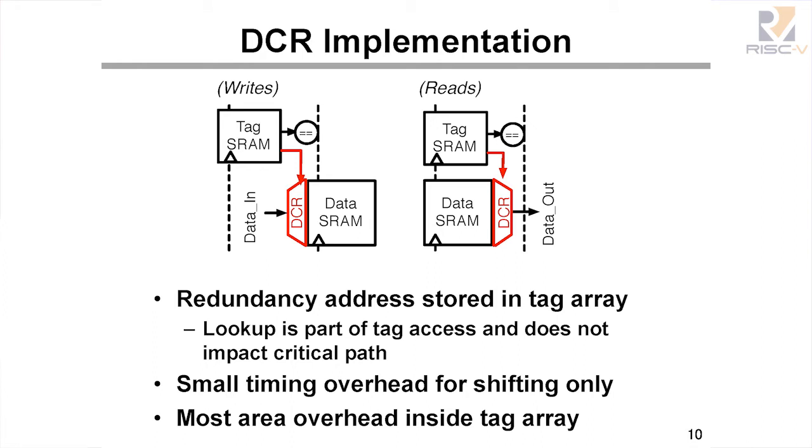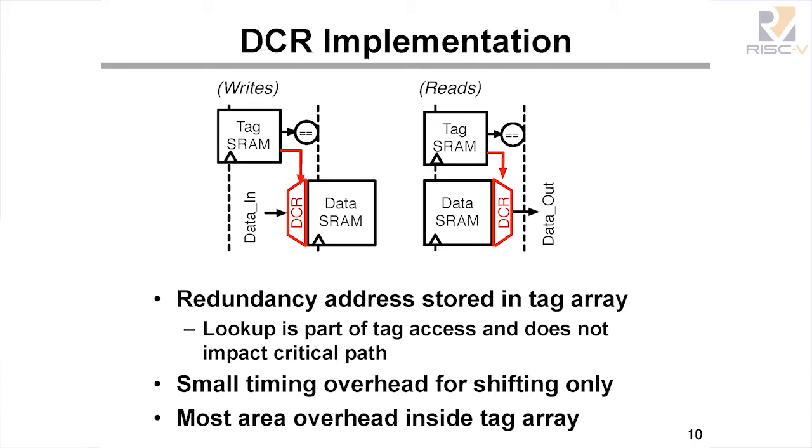The overhead to do this is actually fairly simple. On the writes, you need to encode the data before you write the data into the array. And then on reads, you need to decode the data to shift out the broken bit. The redundancy address is stored inside the tag arrays, and so it's actually accessed in parallel with the data and doesn't add to the critical path. The only thing that adds to the critical path are these encoding and decoding muxes.